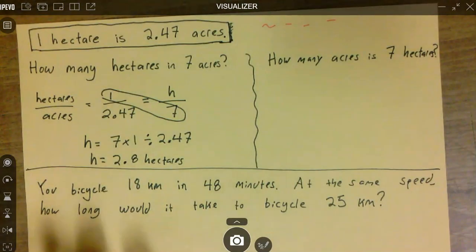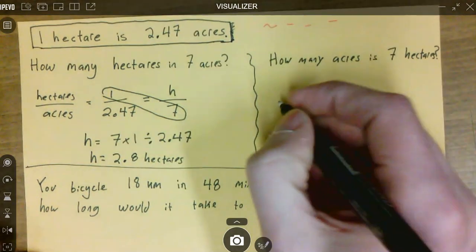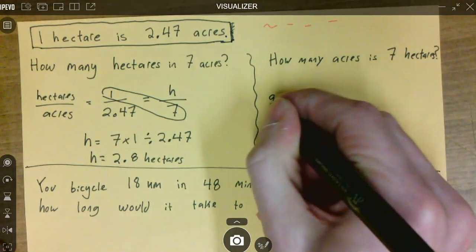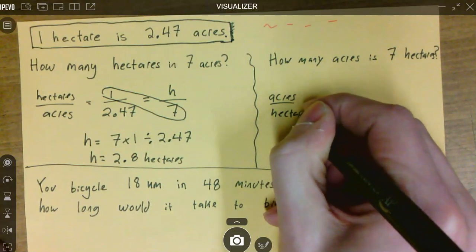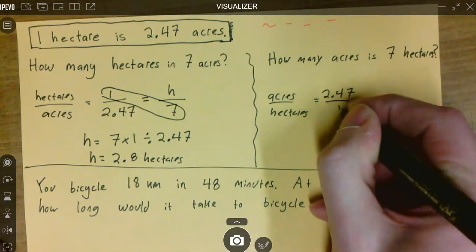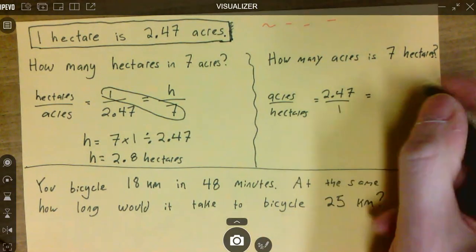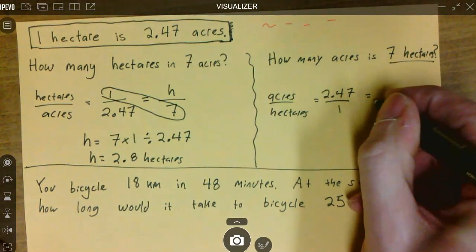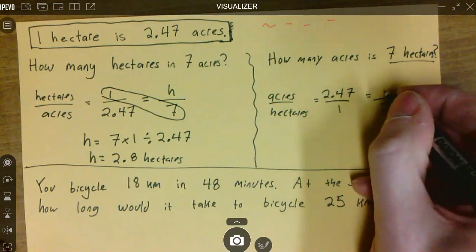So that's one way to convert units. Again, maybe not the most efficient. Again, it doesn't matter if I put acres on the top or the bottom. I can do the same thing. So 2.47 acres is equal to 1 hectare. So as long as we're consistent, in this question, I know hectares, so I'm going to put the 7 on the bottom, and I don't know the number of acres.